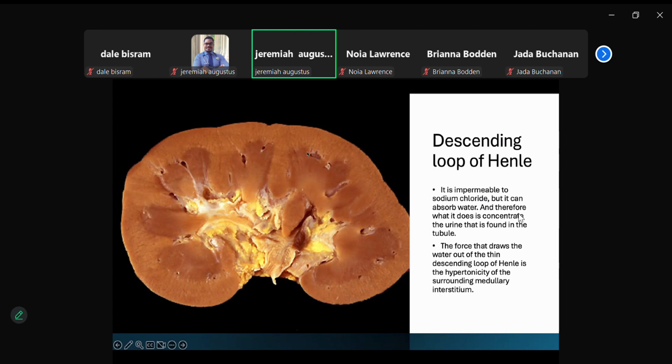The loop of Henle dips from the outer medulla all the way down into the inner medulla, right? And then back up. You have to understand what the purpose of the loop of Henle is. The loop of Henle's sole purpose is to reabsorb water, right? So it is impermeable to losing sodium chloride. Sodium chloride is not going to be lost, but it's permeable to water, right?